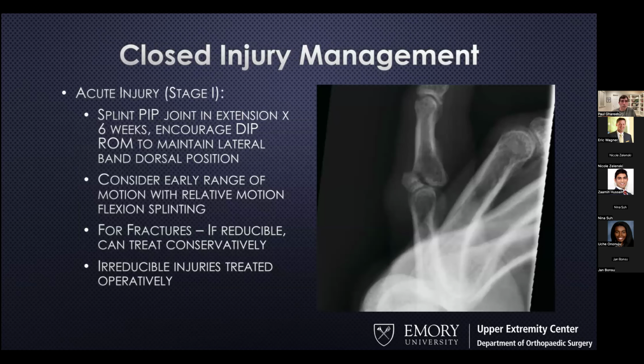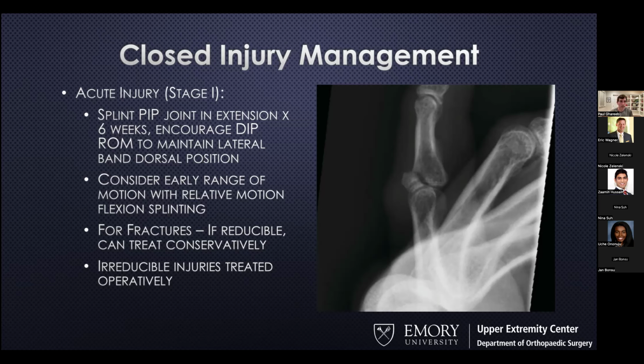For an acute closed injury, so a stage 1 type of injury where they're passively correctable, usually I would start with splinting of the PIP joint in extension for about 6 to 8 weeks. And through that, you're encouraging DIP range of motion, so particularly passive DIP flexion, in order to maintain the dorsal positioning of the lateral bands.